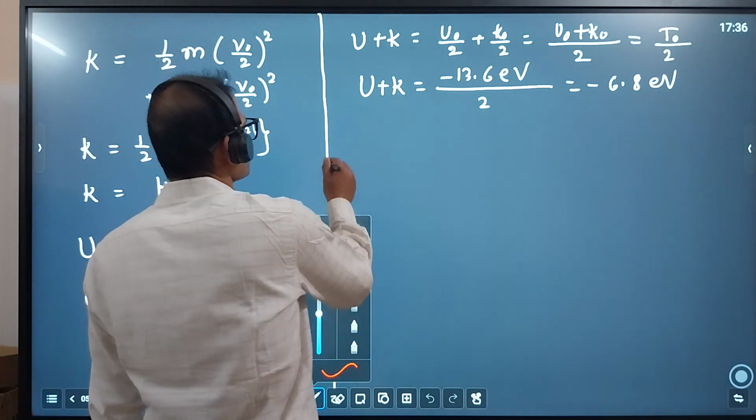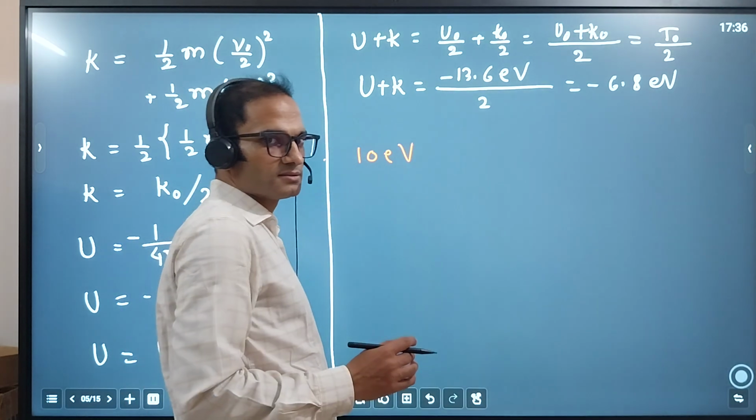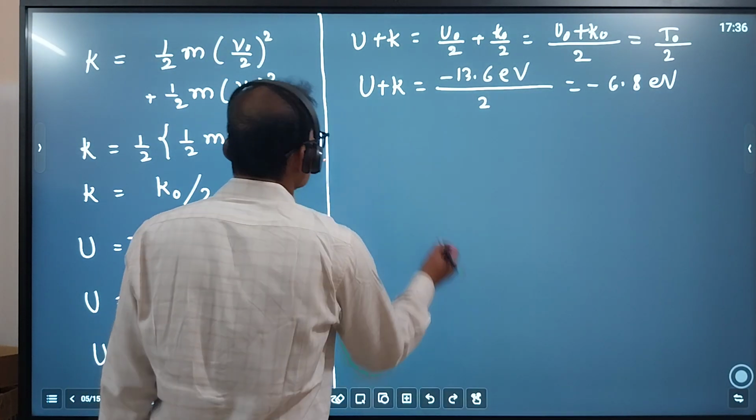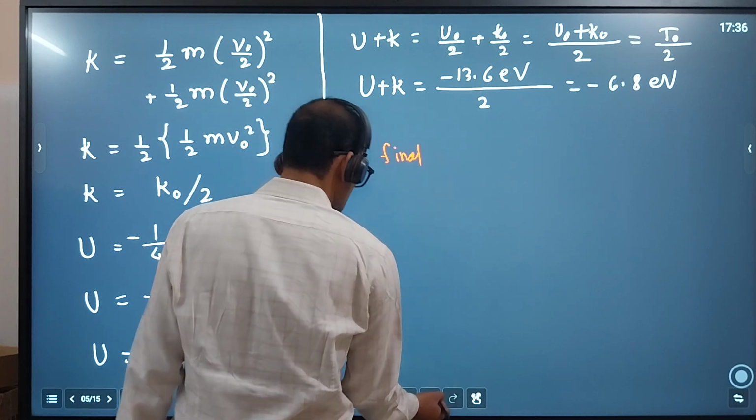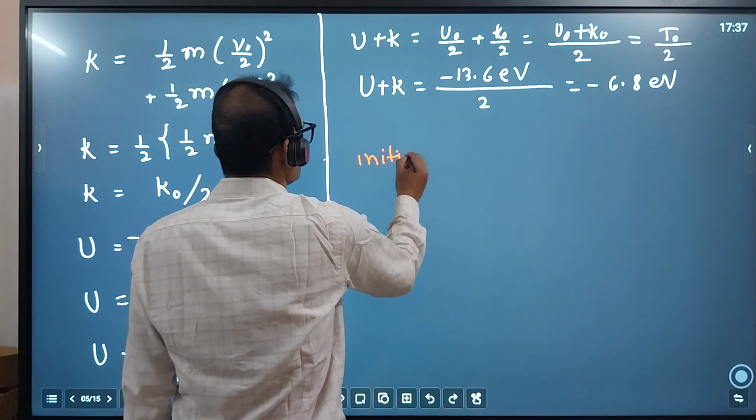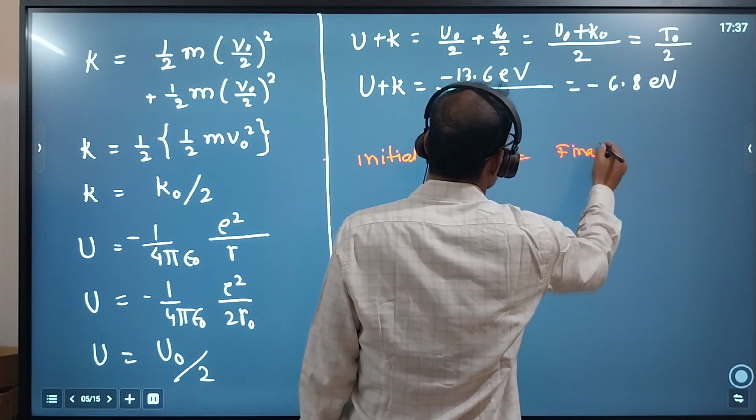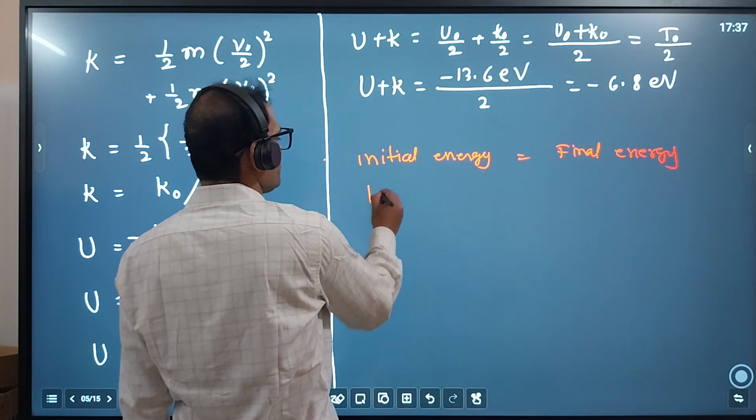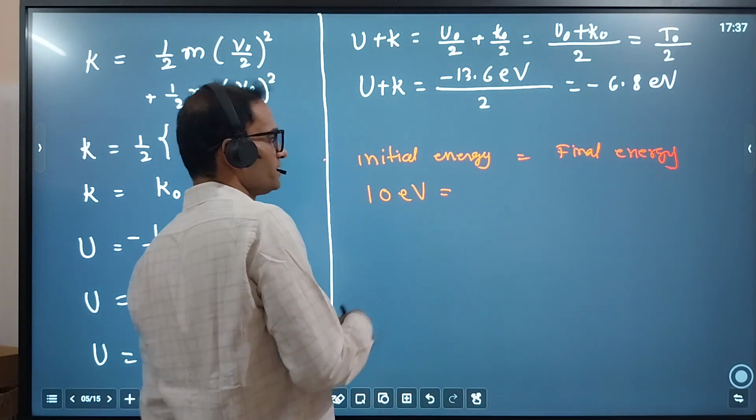So what happened? We had 10 electron volt of kinetic energy. I will write initial energy is equal to final energy, no problem. It is the same thing. We will use the energy conservation. Initial energy was only 10 electron volt, and in the final energy we have so many parts.